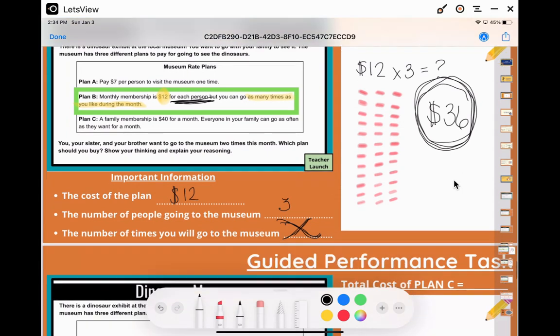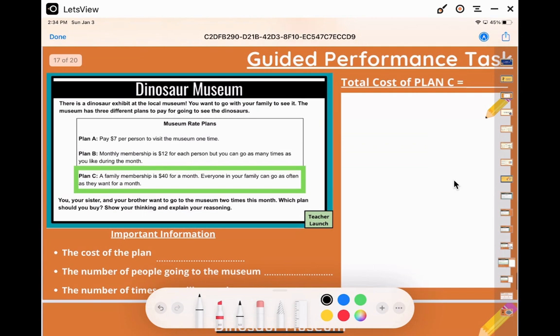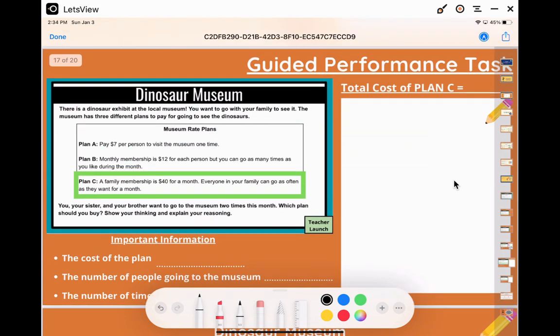Let's take a look at plan C, guys. This is about to be super easy. A family membership is $40 for a month, and everyone in your family can go as many times as they want. And so let's start with the cost of the plan. The cost of the plan, that's not a highlighter. The cost of a plan is $40.